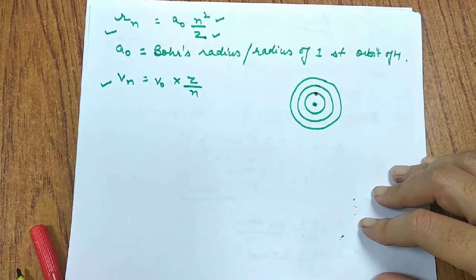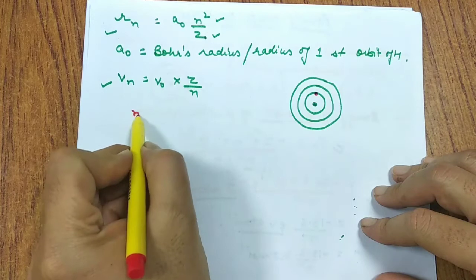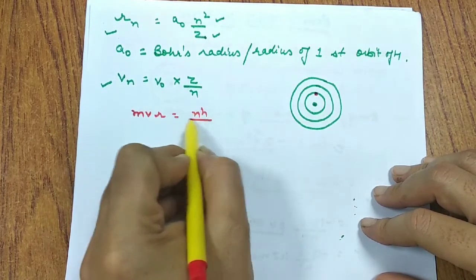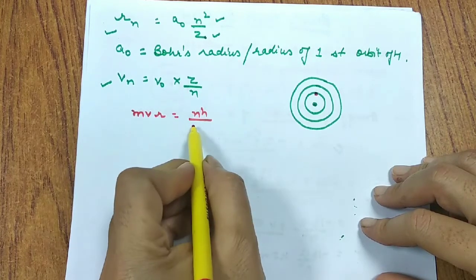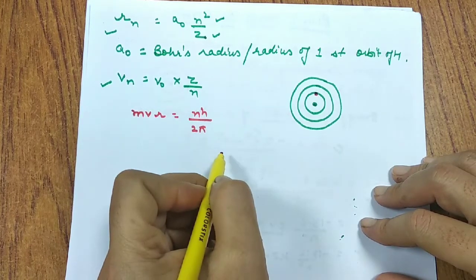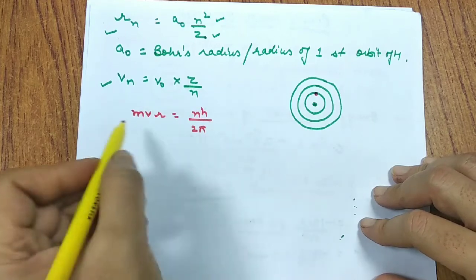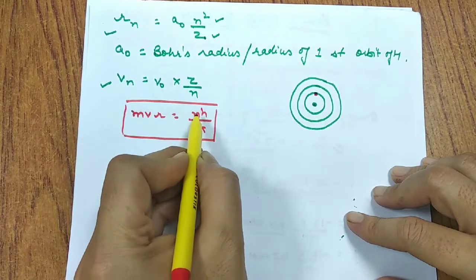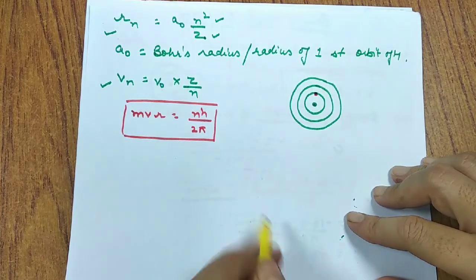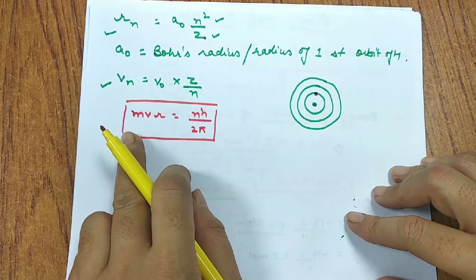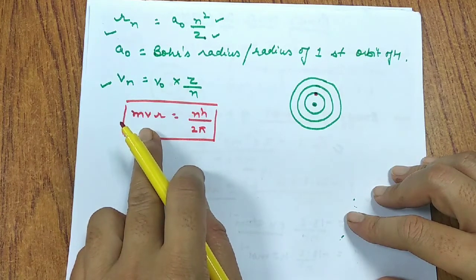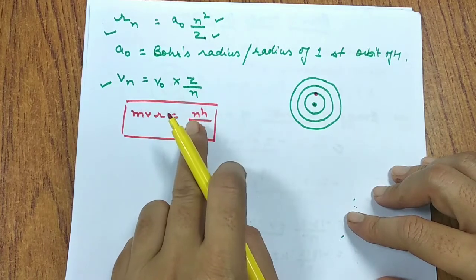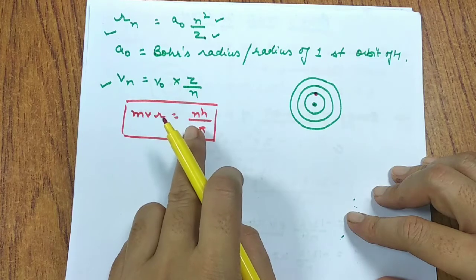Now, like energy, the angular momentum can also have a definite value, and he has given that the permissible value of angular momentum is only nh by 2 pi. It means the angular momentum of any electron is an integral multiple of h by 2 pi, where m is the mass of the electron, v is the velocity of the revolving electron, r is the radius of the orbit, h is Planck's constant, and n is that integer we are talking about.